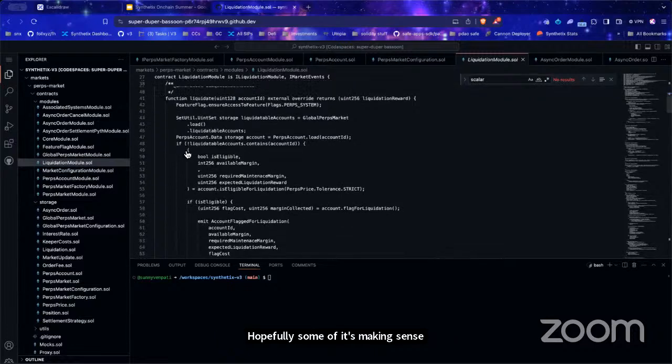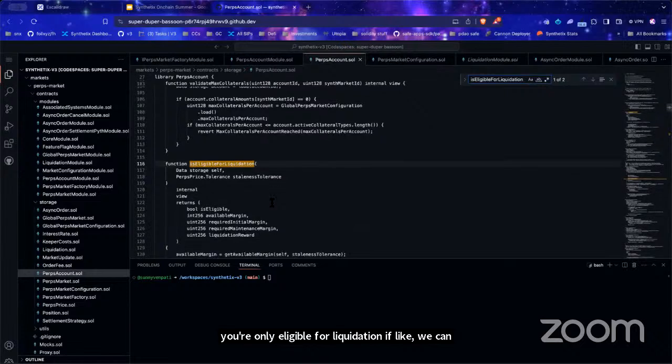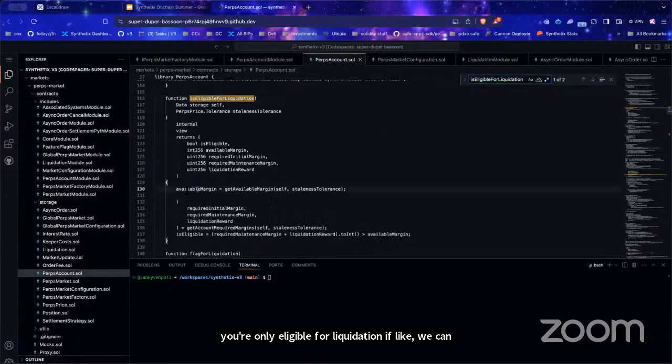Yeah, so liquidation's pretty straightforward. You're only eligible for liquidation if, we can actually take a look at that really quick. We check your available margin, we get your account required margins, and you're eligible if the required margin plus any liquidation reward is greater than your available margin. I think we went through some of how this is calculated.